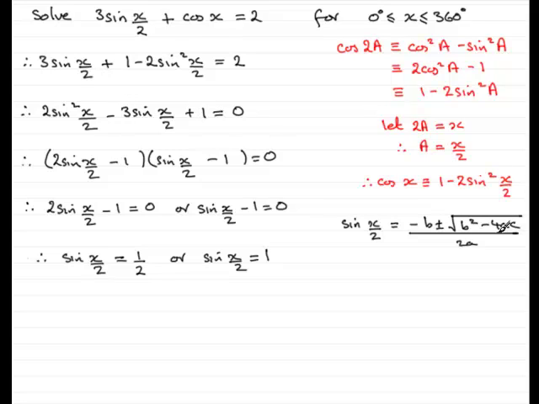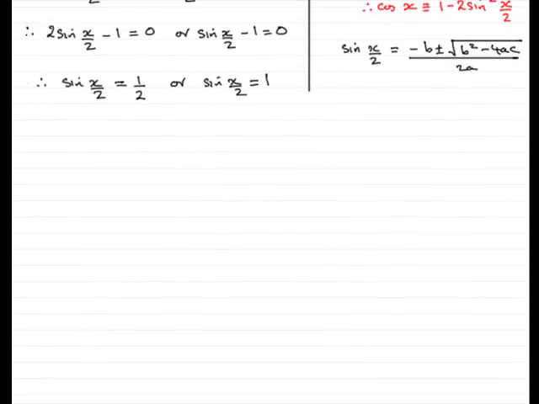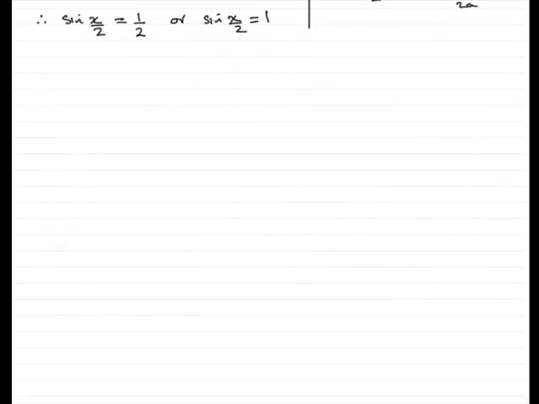If you had substituted those in there, then you should have worked out that sine x upon 2 is a half, or sine x upon 2 is 1. So, okay. Either way, we end up with these equations then, and we need to solve them. So what I'll do is I'll just move that up to the top now and leave us with our two equations that we need to solve.